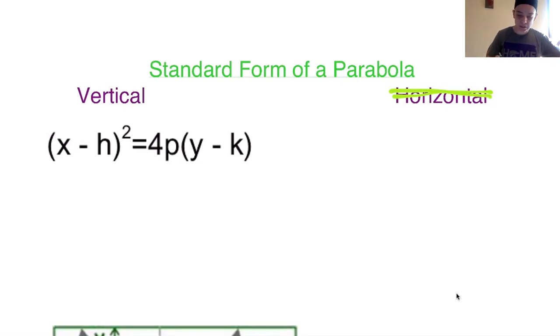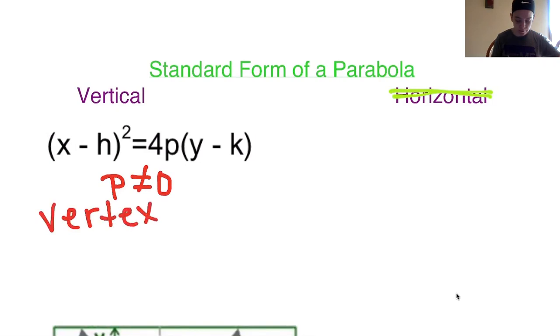Now, a couple things that we need to talk about with this. P is not going to equal 0, okay? Also, the vertex is going to be at (h, k). What's nice about our conic section standard forms is that they're pretty consistent with how we pick information out. So (h, k) was your center for your circle. Now (h, k) is our vertex for our parabola.